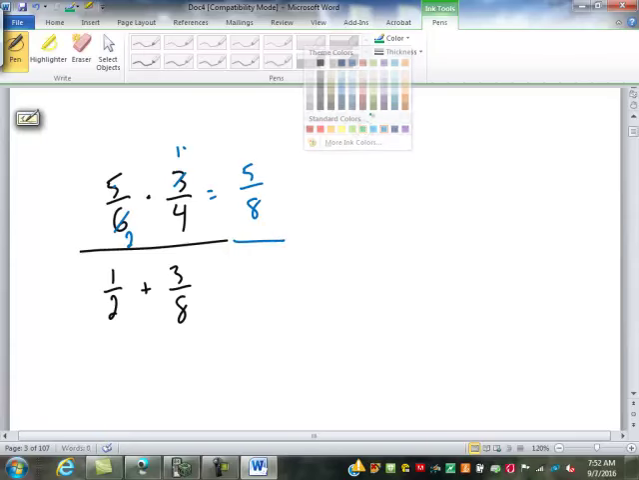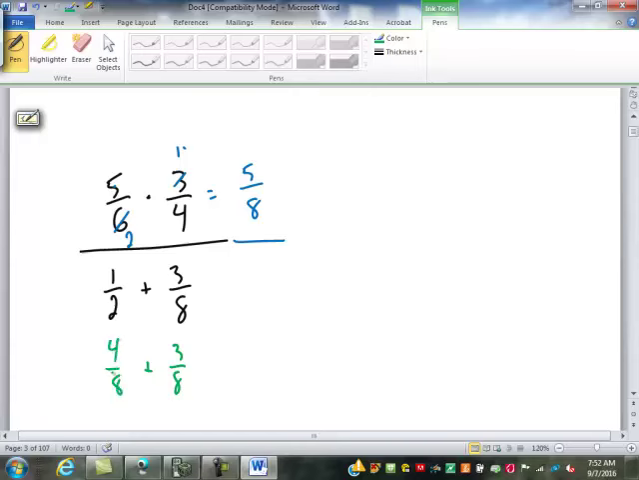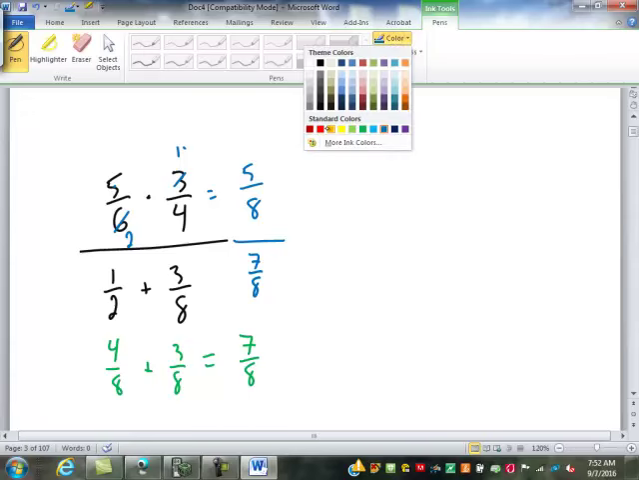On bottom, 1/2 plus 3/8. Common denominator is going to be 8. So this is going to stay 3/8. This is going to become 4/8, which gives us 7/8. So we have 5/8 divided by 7/8. Now, a lot of people, when they see it like this, it confuses them. It helps to just rewrite it.